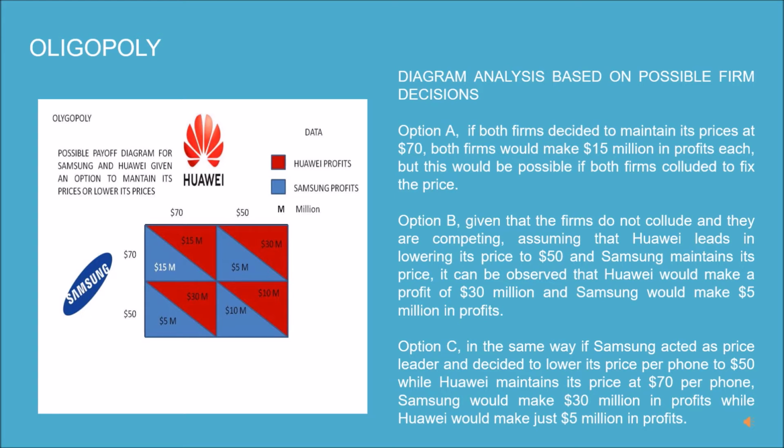Option B, given that the firms do not collude and they are competing, assuming that Huawei leads in lowering its price to $50 and Samsung maintains its price, it can be observed that Huawei would make a profit of $30 million and Samsung would make $5 million in profits. Option C, in the same way, if Samsung acted as price leader and decided to lower its price per phone to $50 while Huawei maintains its price at $70 per phone, Samsung would make $30 million in profits while Huawei would make just $5 million in profits.